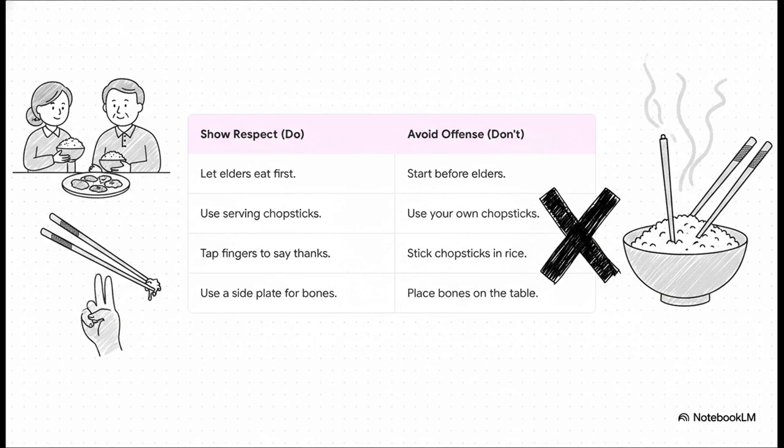For instance, letting elders be served and start eating first is a direct expression of filial piety, xiao, which is a cornerstone of Confucian ethics. You always let a senior person take food from a shared dish first. Using serving chopsticks, or gongkuai, shows you're considerate of others' hygiene. And I cannot stress this last point enough. Never, ever stick your chopsticks upright in your rice bowl. This looks just like incense sticks that are offered to the dead, and it's a huge taboo. Following these rules shows everyone that you're a thoughtful and respectful guest.